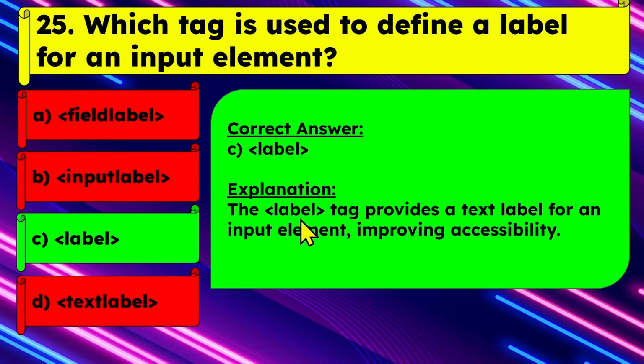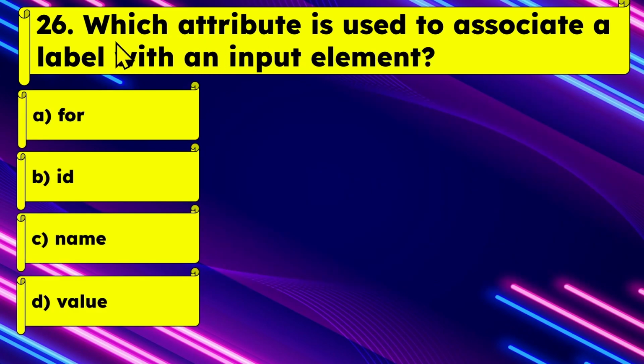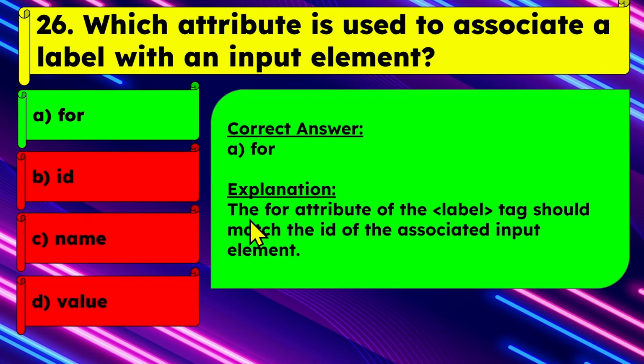As you can see, the label tag provides a text label for an input element which improves the accessibility. Our next question is, which attribute is used to associate a label with an input element? Option A, for, option B, ID, option C, name, or option D, value. So here the correct answer will be option A, for. As you can see, the for attribute of the label tag should match the ID of the associated input element.